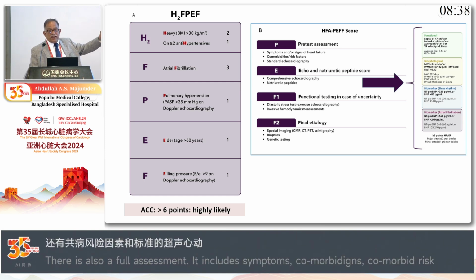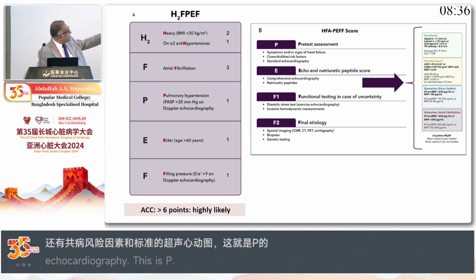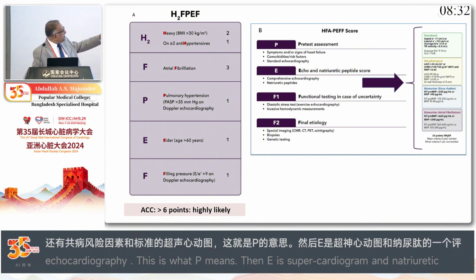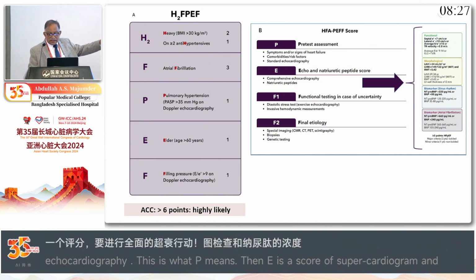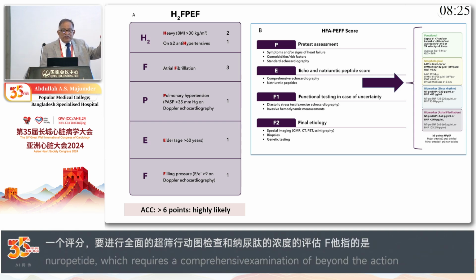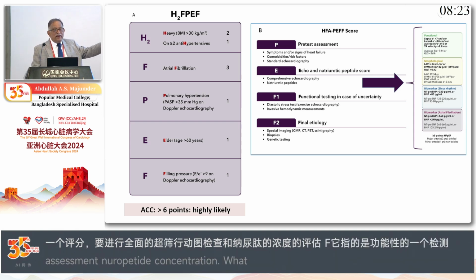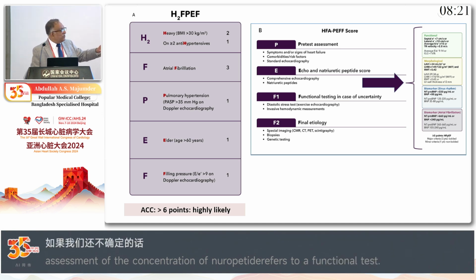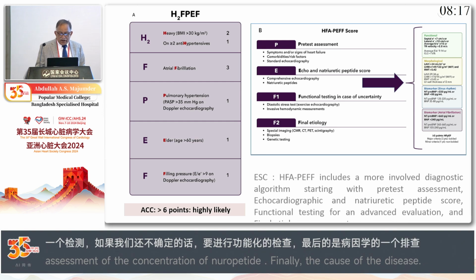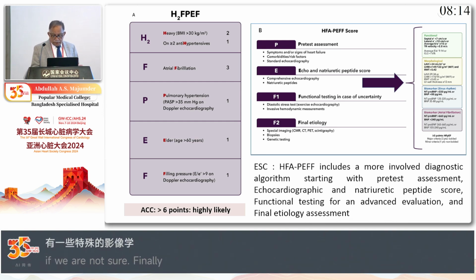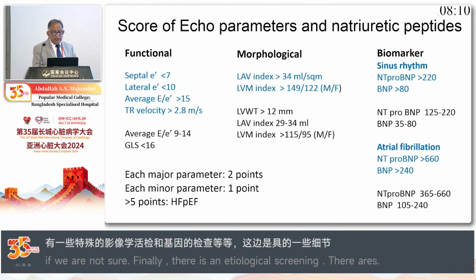Then E, the echo and natriuretic peptide assessment: comprehensive echocardiography and the natriuretic peptide level. Then F, the functional testing, in case of uncertainty, which is done in some special cases. And finally F, the etiology; if we would like to know the etiology, there are some tests. Let me elaborate these points, the scoring of the echo parameters and natriuretic peptides.